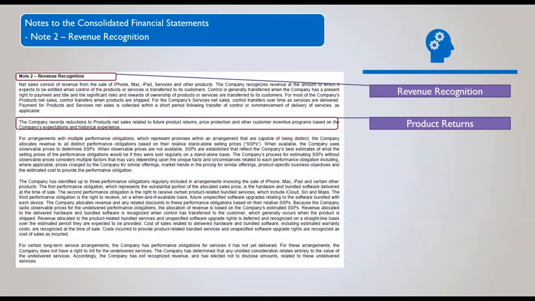The next item to highlight here is the section on product returns. For instance, when recognizing the revenues, the company will also need to make a best estimate and provide a reserve for the product returns. This reserve is netted against the sales in the P&L, hence why it is called net sales.